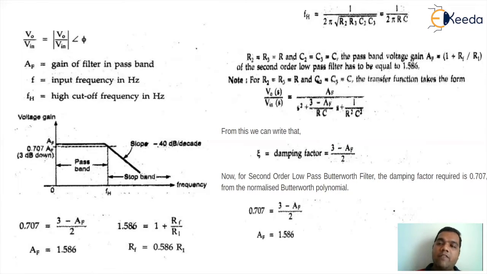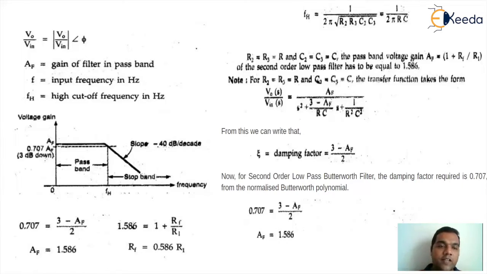The DC gain of the passband will be 1 plus RF by R1, and for the second order low pass filter, that value is approximately equal to 1.586. We have the impact of the damping factor, which is 3 minus AF by 2. So 3 minus AF by 2 is considered to be 0.707, where you get the value of AF as 1.586. Putting that value in the gain equation, 1.586 equals 1 plus Rf by R1, so Rf by R1 comes as 0.586. So Rf will be 0.586 times R1. If you take the standard value of Rf as 10 kilo ohm, you get R1 as 10k divided by 0.586.